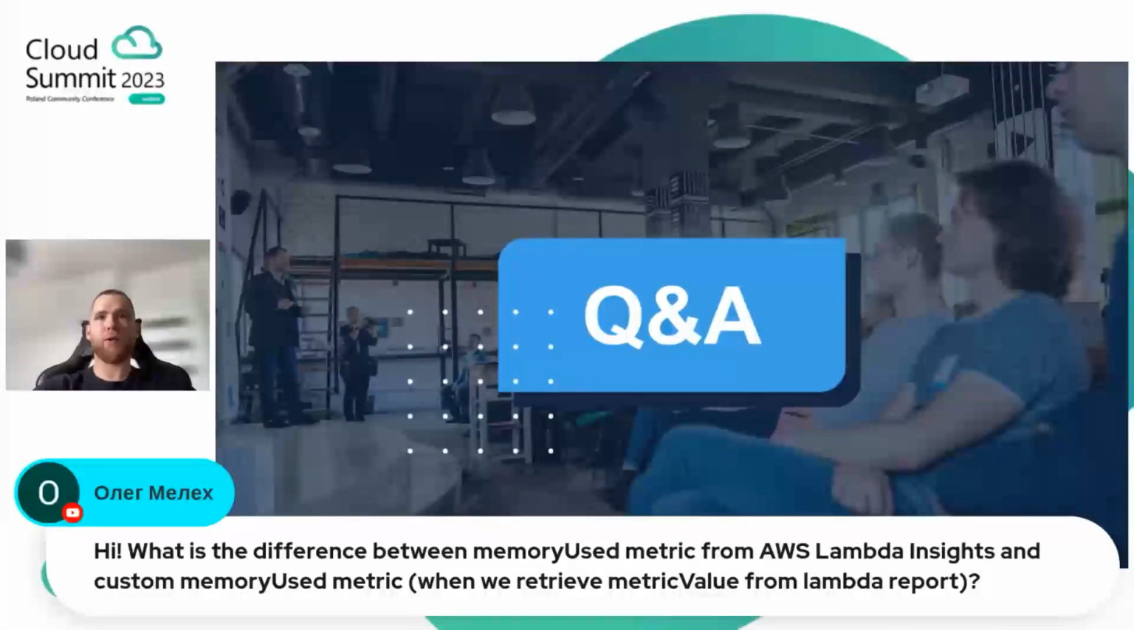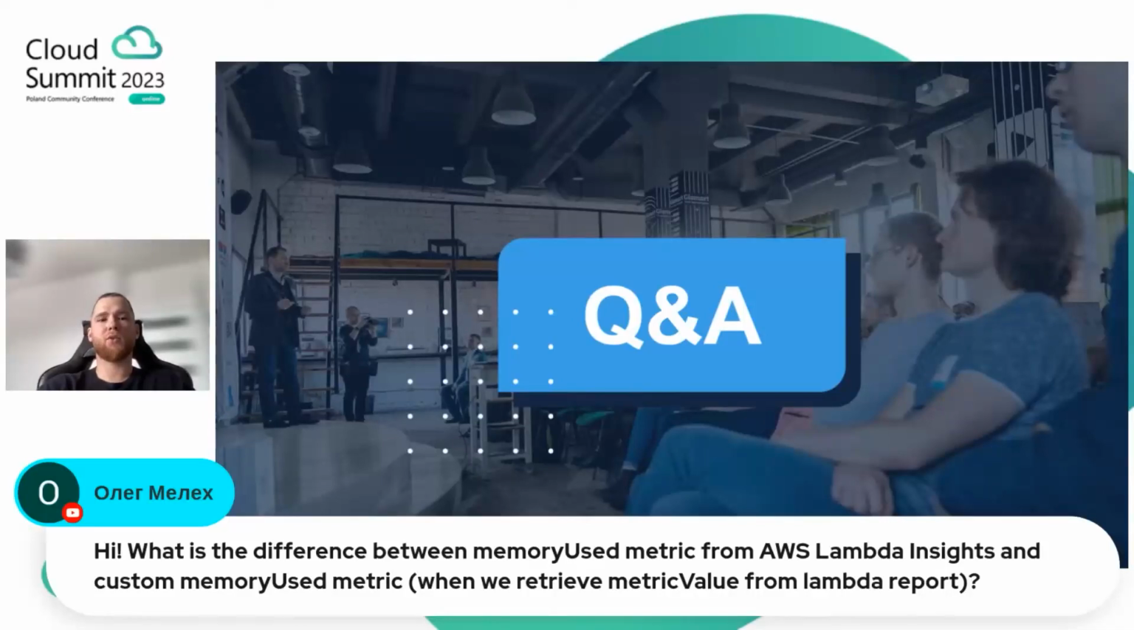What is the difference between the memory used metric from AWS Lambda Insights and a custom memory used metric when we retrieve the metric value from the Lambda report? As I told, Lambda Insights is a paid feature, first of all. You will pay based on the amount of log data received by your function. And in these logs, you will receive many different metrics. Probably you don't need all of them. But on the other side, with custom metrics, you can retrieve only the memory used metric. You can retrieve it from logs that already exist, and as a result, save some money.